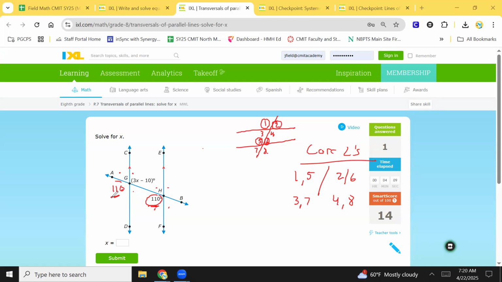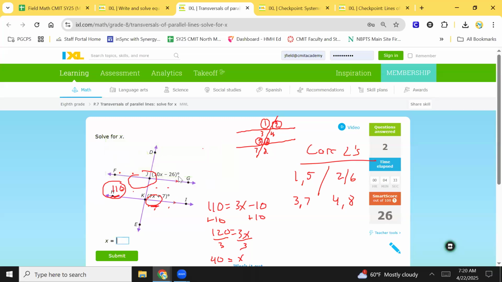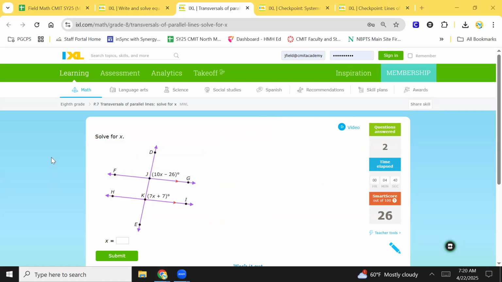And now I have vertical angles. So I have an equation to solve. 3x minus 10. Add 10 to both sides. 120 equals 3x. Divide by 3. It's going to be 40. Is it going to be 40? Awesome. And now here, look at that. Corresponding angle pair right there. So you know that they're equal. Okay?